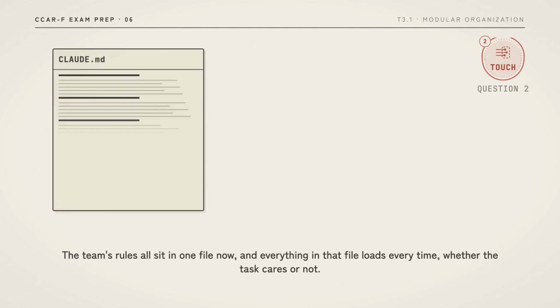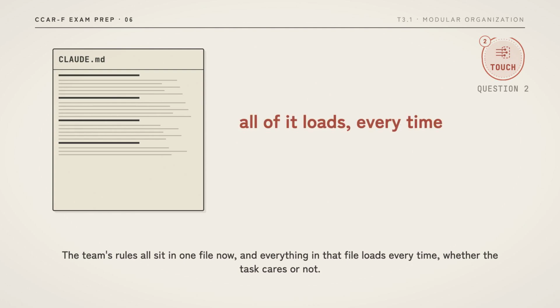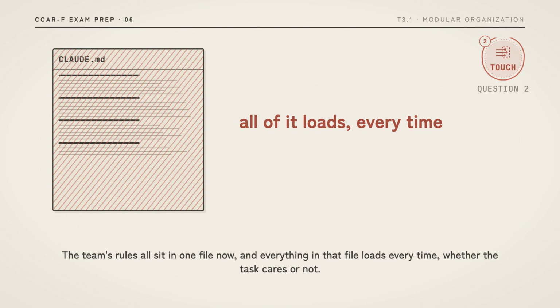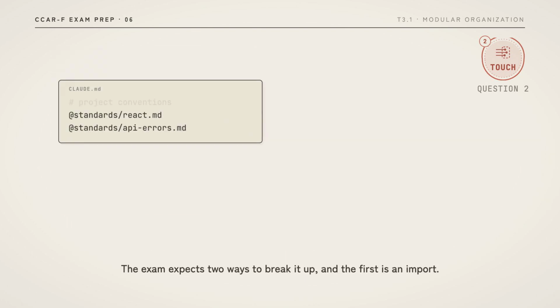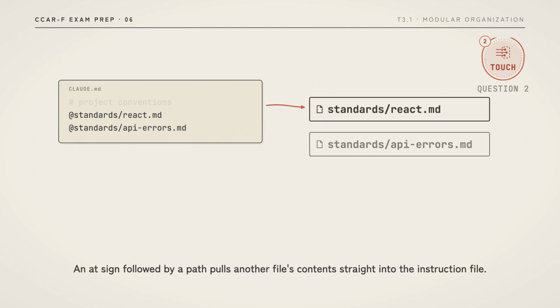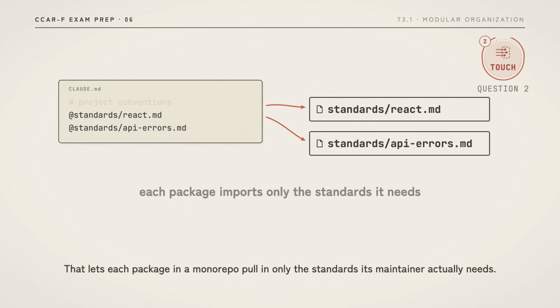The team's rules all sit in one file now, and everything in that file loads every time, whether the task cares or not. The exam expects 2 ways to break it up, and the first is an import. An @ sign followed by a path pulls another file's content straight into the instruction file. That lets each package in a monorepo pull in only the standards its maintainer actually needs.